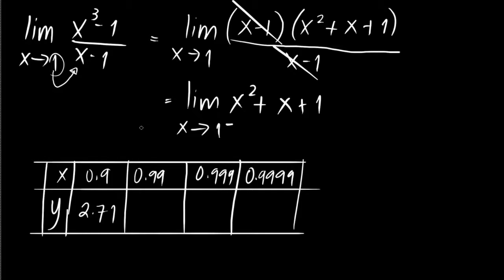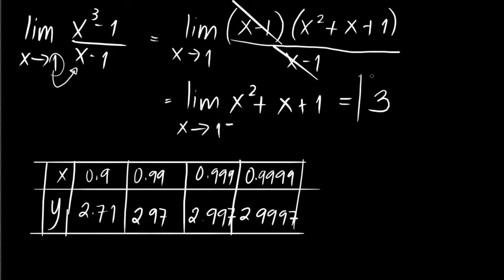Okay, next, I have 2.97, 2.97. Then 2.997, okay, and then moving further, I have 2.9997. As you can see, guys, the values of our y, they approach 3. So you can say, guys, nga the limit of x cubed minus 1 over x minus 1 as x approaches 1 is 3.